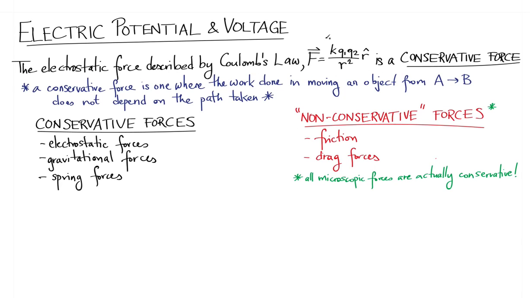One very brief aside, and this is not going to be covered in the course, but it's an interesting side note, is that all the microscopic forces that exist in the universe, like the electrostatic force, the strong and the weak nuclear forces, the gravitational force, these are all actually conservative forces. So every force that actually exists is in actuality conservative. So then where do these so-called, quote, non-conservative forces like friction come from? That's a little bit subtle.